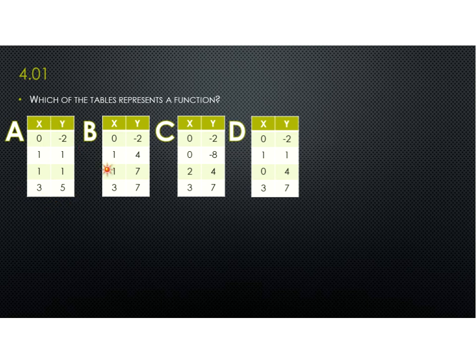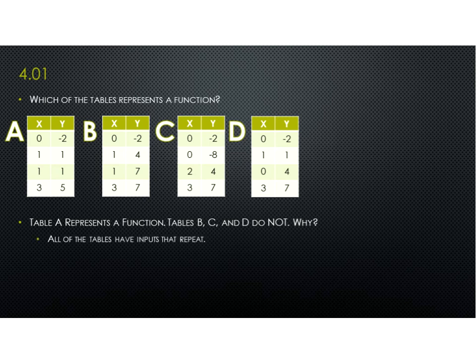Looking at B, you have 2 repeating inputs, but their outputs are different. 4 is different from 7. So it's not B because these 2 different outputs make it not a function. Same thing with C. X as 0 repeats twice, so we have to look at the output because the outputs are 2 different outputs for those matching inputs. C is not a function. Same for D. 0 repeats, but the outputs are different, not a function. So this one, table A represents a function.